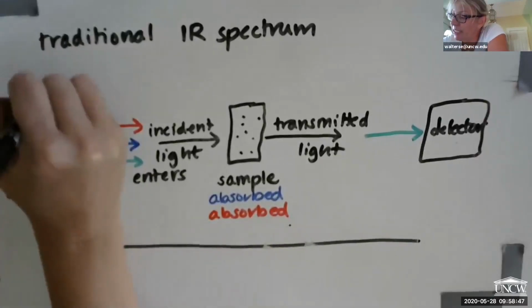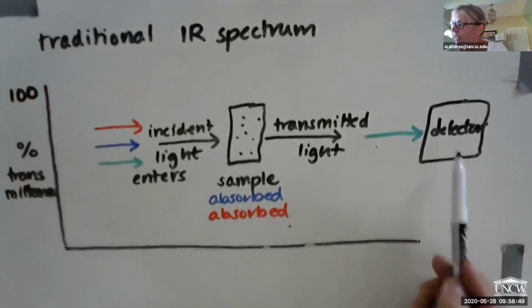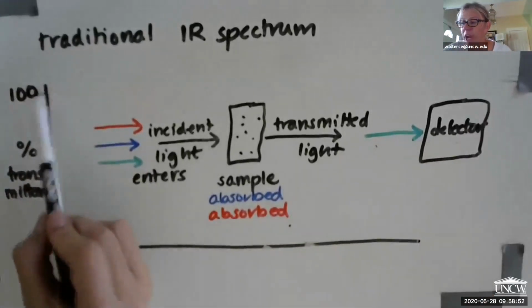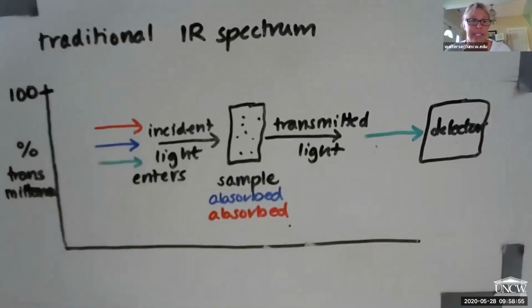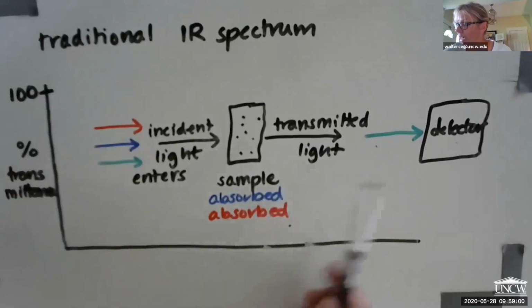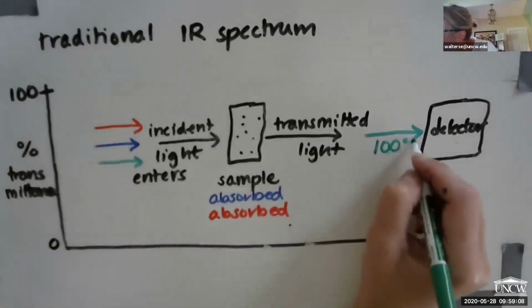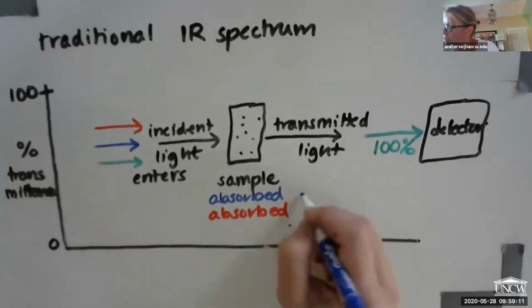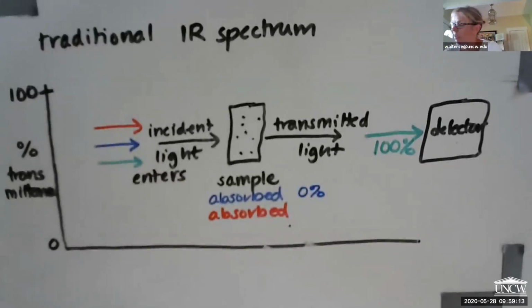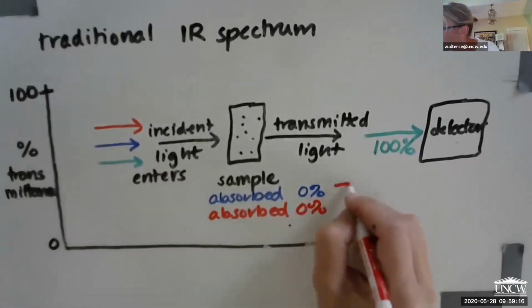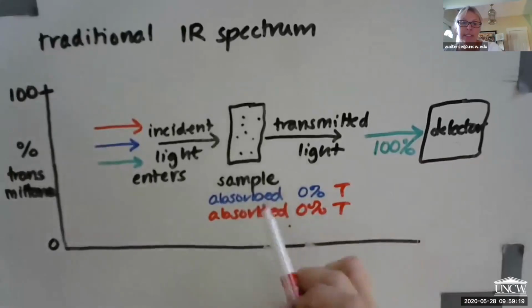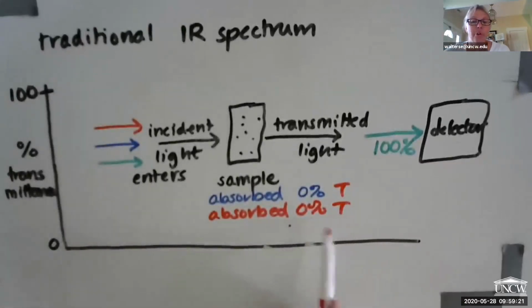So in this case, if you say all of the green light reached the detector, then that would be 100% transmittance. If none of the red light or the blue light reached the detector, that would be 0% transmittance. Okay. So this came 100% through, 0% came through, 0% came through in terms of transmittance. If you have 0% transmittance, it means 100% absorption.